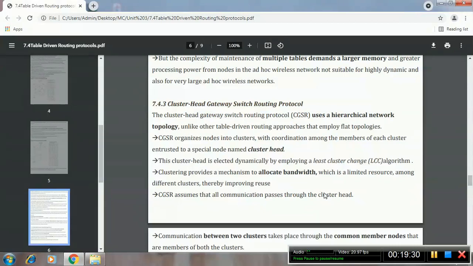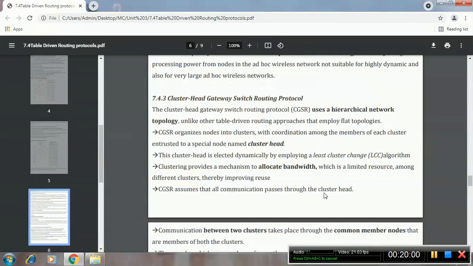Clustering provides a mechanism to allocate bandwidth, which is a limited resource, among different clusters, thereby improving reuse. So we are allocating the bandwidth, which is a limited resource, among different clusters, and it is used limitedly, thereby improving the reuse.